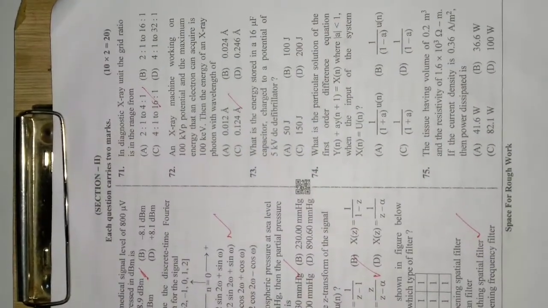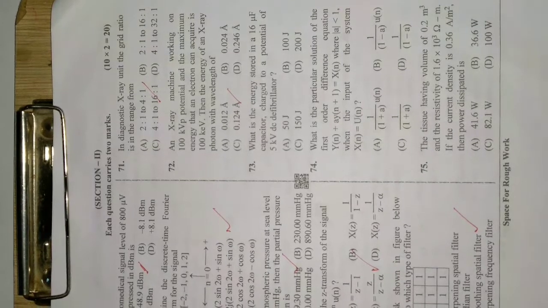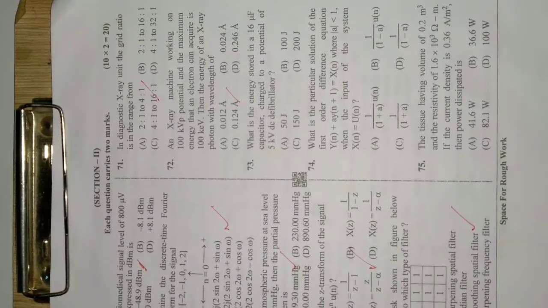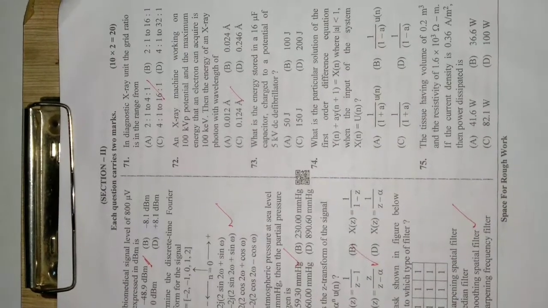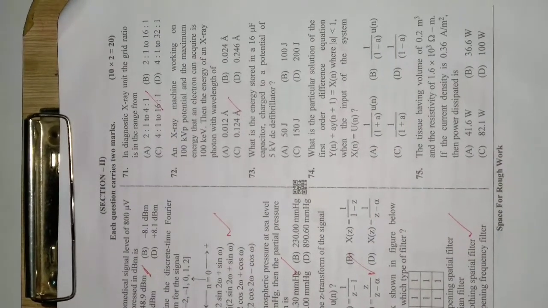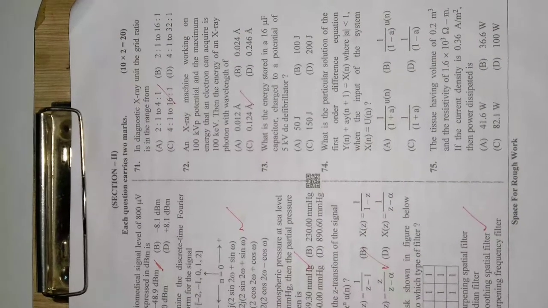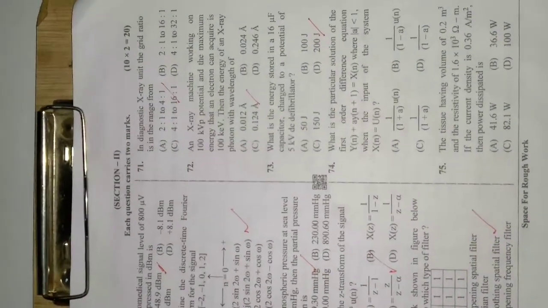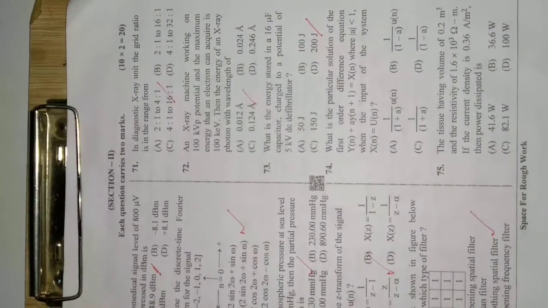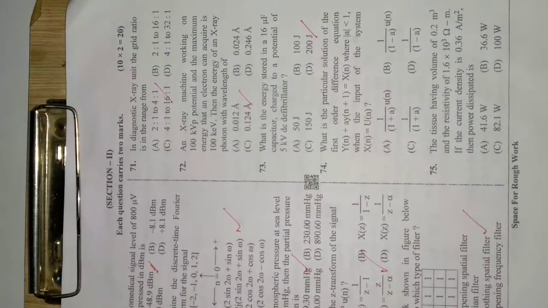Then what is the energy stored in a 16 microfarad capacitor charged to a potential of 5 kilovolt DC defibrillator? So they are asking for the energy there, and the answer for this one will be D, that is 200 joule.